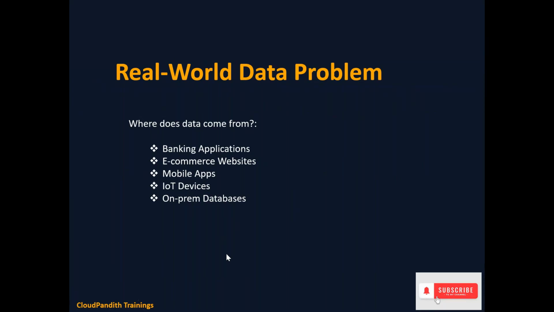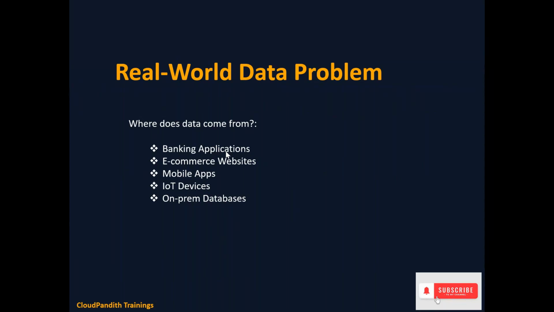Real world data problems. Where does data come from? Data comes from banking applications, e-commerce websites, mobile apps, IoT devices, and on-premise databases. But let's deep dive into each of these. If I consider a banking application, whenever you withdraw money, transfer funds or check your balance, the banking system generates data such as the amount withdrawn, on which date and time, and from which location, right? So a bank generates millions of such records every day. That's how data comes from banking applications.